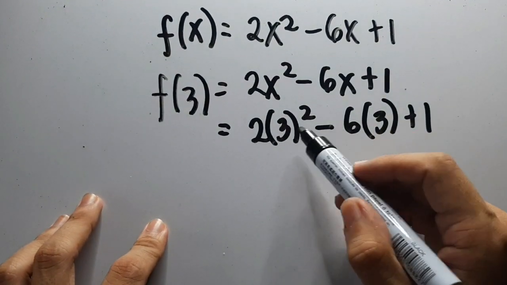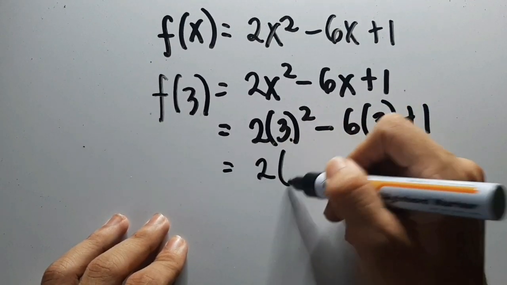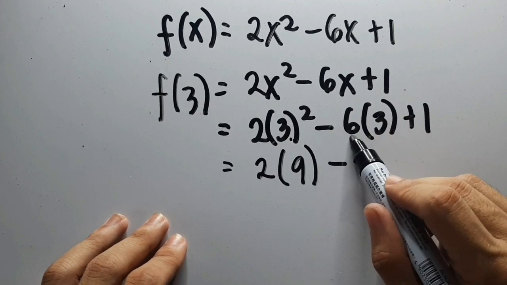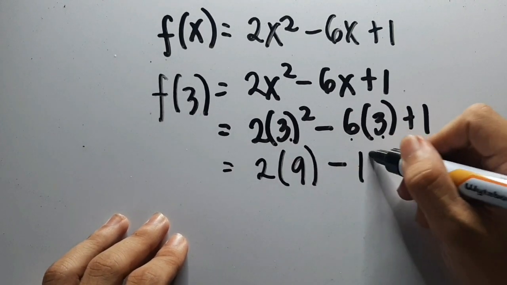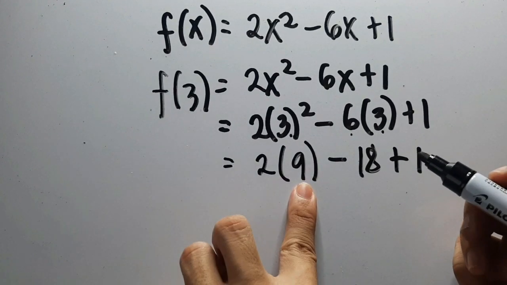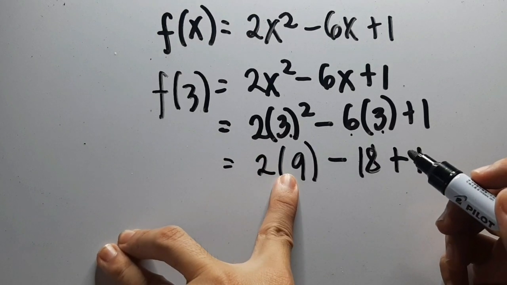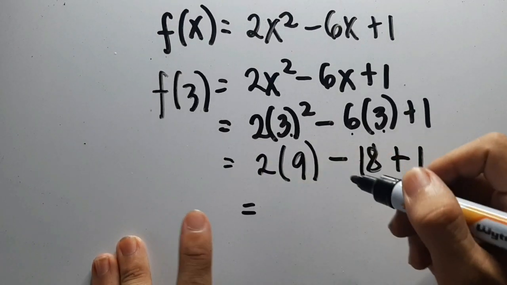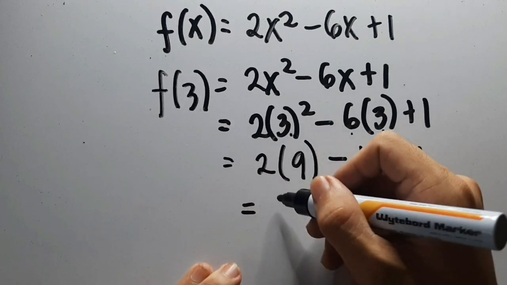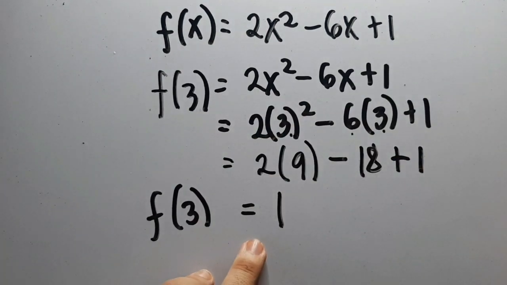So, we have now 3 squared will become 9. So, we have 2 multiplied by 9 minus 6 times 3 is negative 18 plus 1. So, 2 multiplied by 9 is 18. So, we have 18 minus 18 is 0 plus 1 is 1. So, f of 3 will become positive 1.